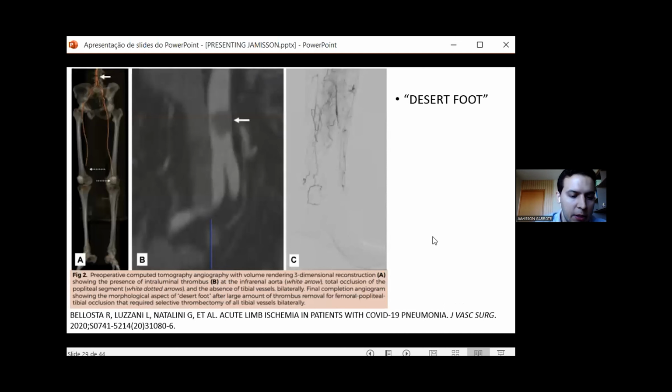In severe cases, the presentation can cause occlusion of the great vessels like the aorta, and although thromboembolectomy is performed, it causes a desert-flow aspect, with no flow in the distal limb, as it seemed to appear with our first patient.